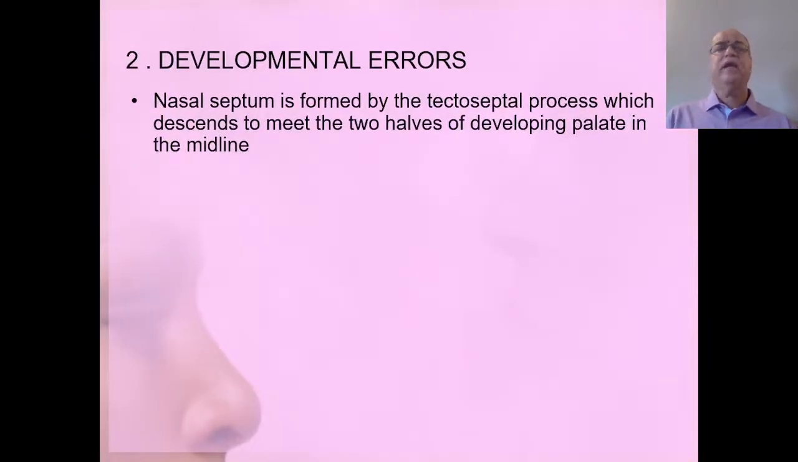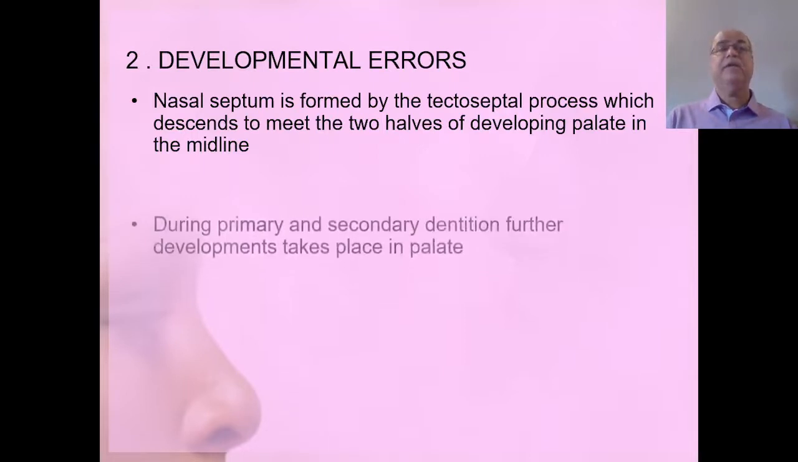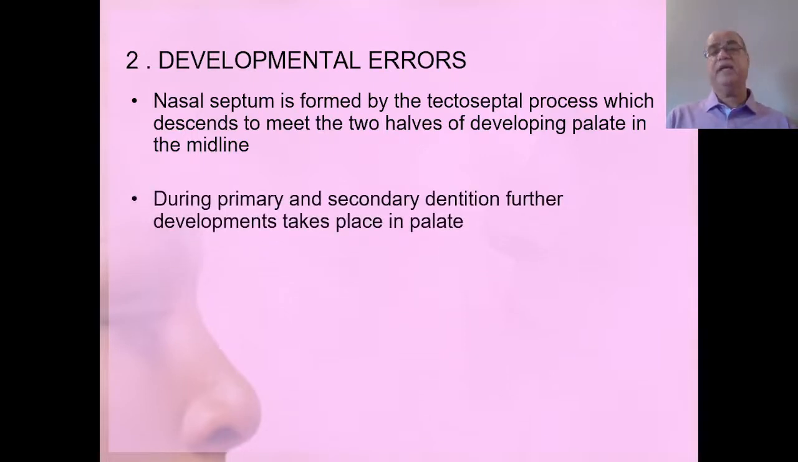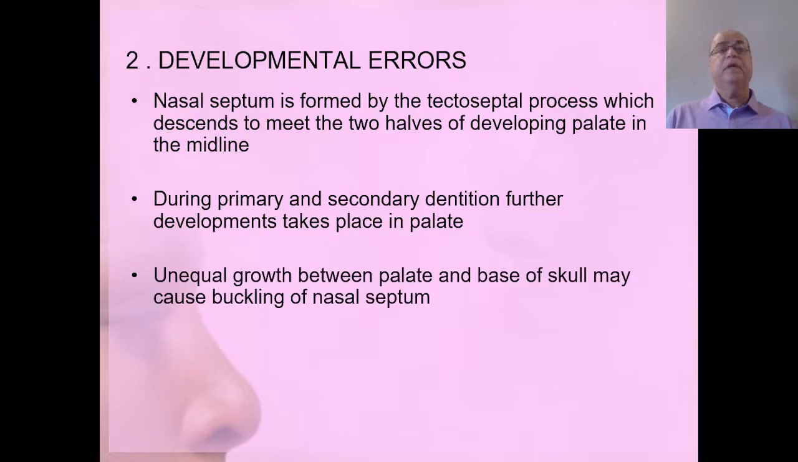Developmental errors can occur. The nasal septum is formed by the tactoseptal process, which descends to meet the two halves of the developing palate in the midline. So during primary and secondary dentition, further development takes place in the palate, and unequal growth between the palate and skull base may cause buckling of the nasal septum.